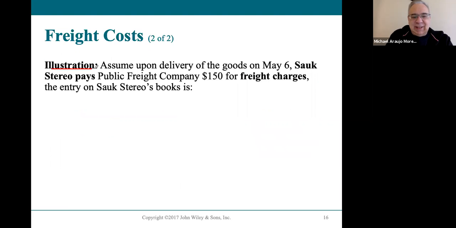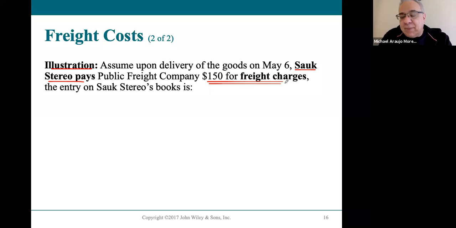So let's look at an illustration where Sock Stereo, the buyer, ends up paying $150 for the freight charges. Okay, how does Sock Stereo deal with that? Well, it's a little bit different. According to GAAP and the historical cost principle, particularly for assets, we literally have to record the actual cost of the asset.